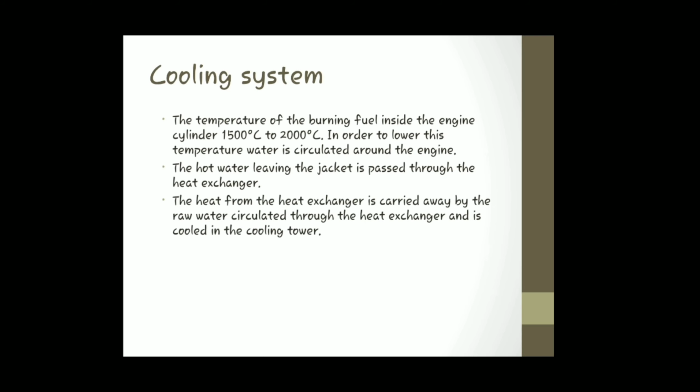Next, we're going to see the cooling system of the diesel engine. The temperature of the burning fuel inside the engine cylinder is 1500 degrees Celsius to 2000 degrees Celsius. In order to lower this temperature, water is circulated around the engine. The hot water leaving the jacket is passed through the heat exchanger. The heat from the heat exchanger is carried away by the raw water circulated through the heat exchanger, and it is cooled in the cooling tower.